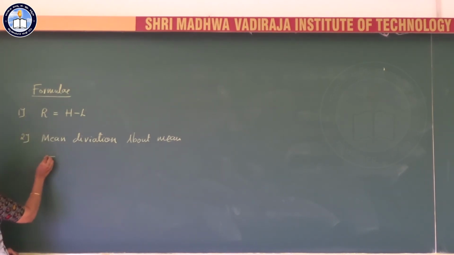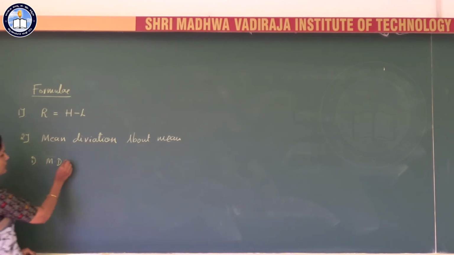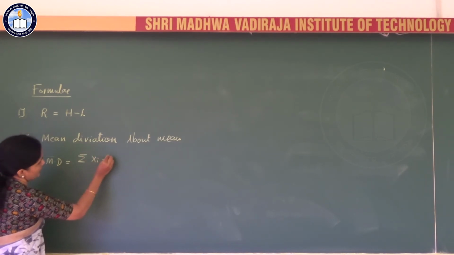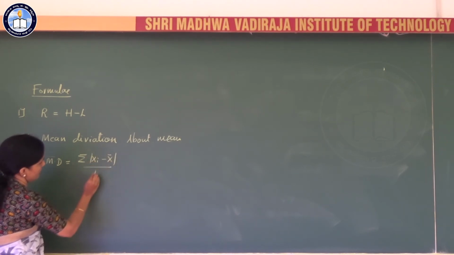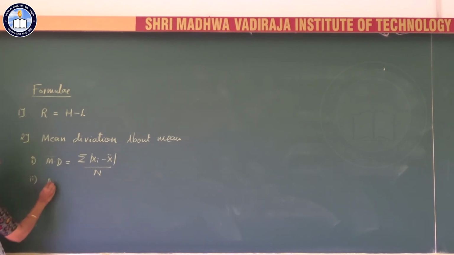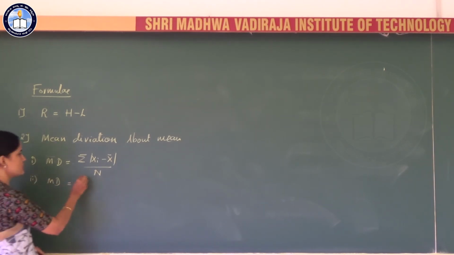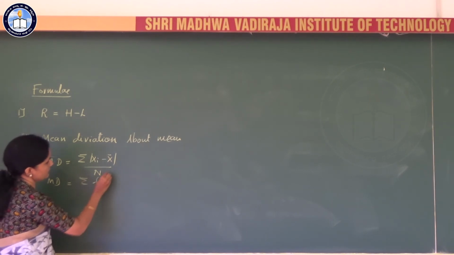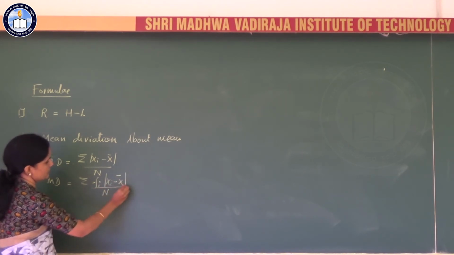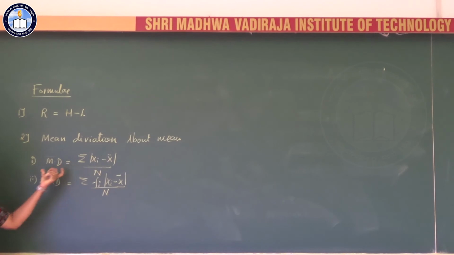For ungrouped data, mean deviation MD is equal to sigma xi minus x bar divided by n, and for the grouped data, discrete and continuous, it is equal to sigma fi into xi minus x bar divided by n. This is for grouped data and this is for ungrouped data. So the third one is mean deviation about the median.